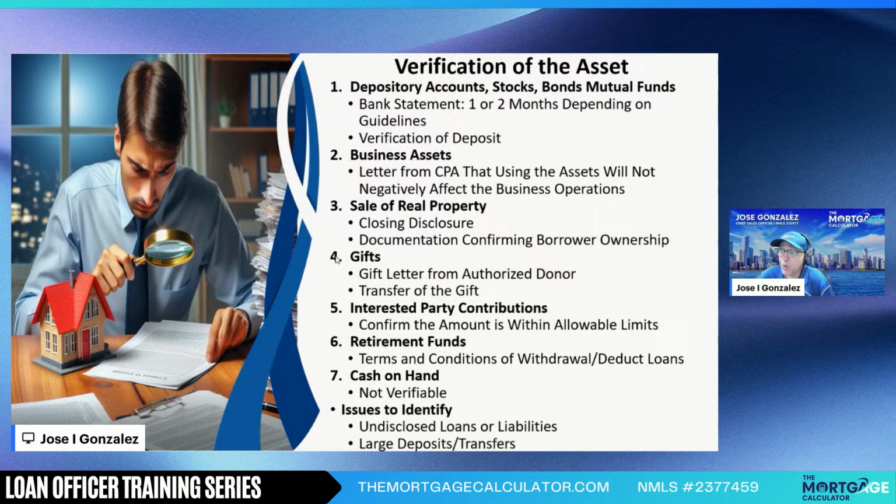So do be aware that the interested party contributions do vary between agency and non-QM, and also just from loan to loan, especially for non-QM, depending on the investor chosen and depending on the borrower type. It seems to be a lot more restrictive if the borrower is an investor as opposed to a primary or second home.